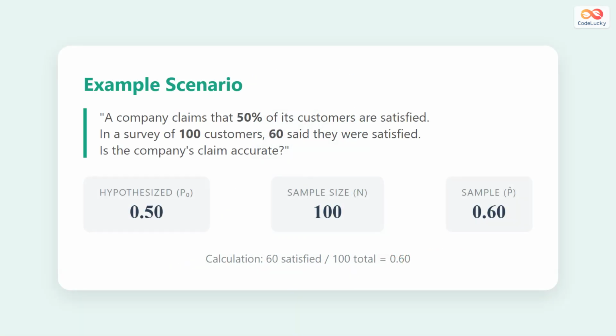Let us try a real example. Imagine a company claims 50% of its customers are satisfied. We survey 100 customers and find that 60 of them are satisfied. Is the company's claim of 50% accurate, or is the true satisfaction actually higher? Here, P-naught is 0.5, N is 100, and P-hat is 0.6.